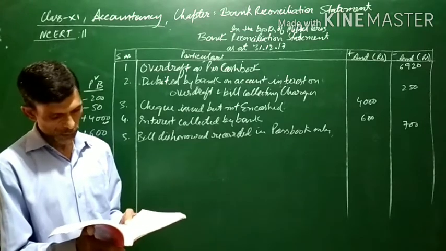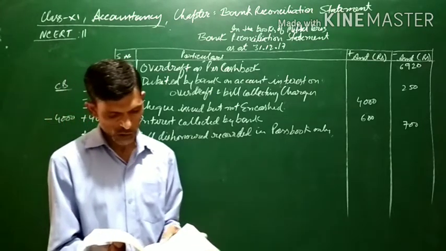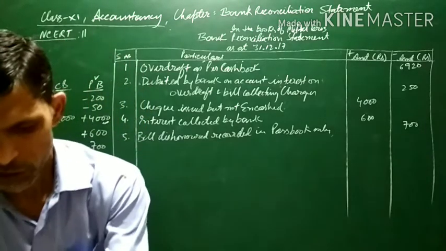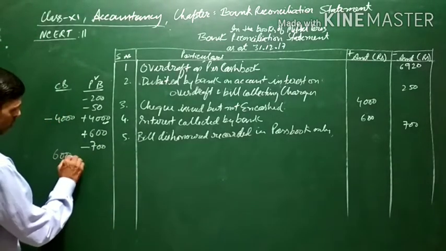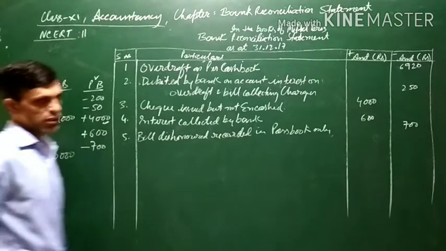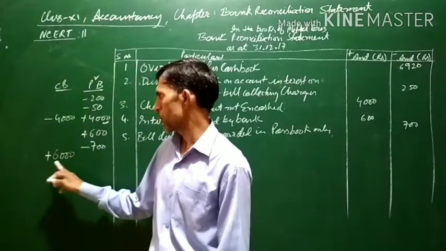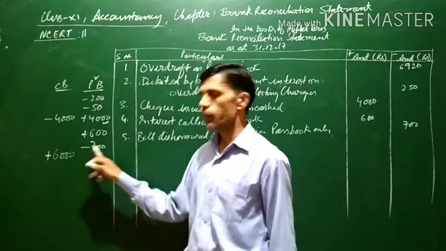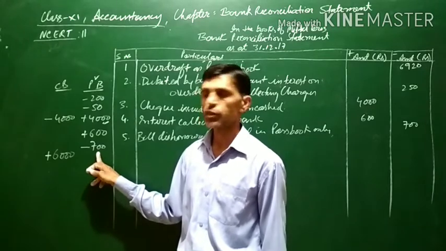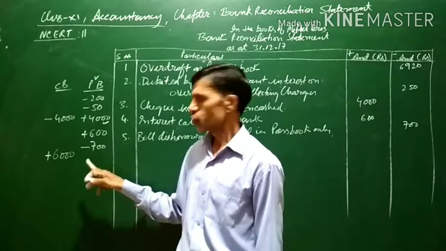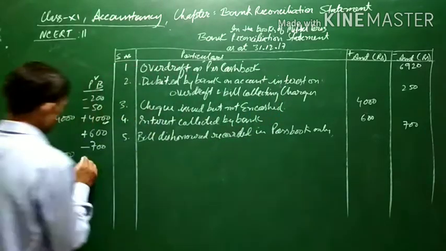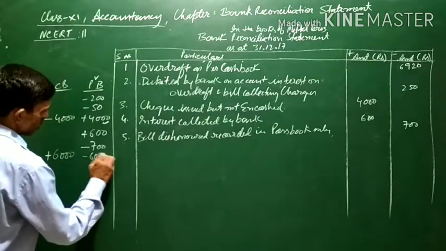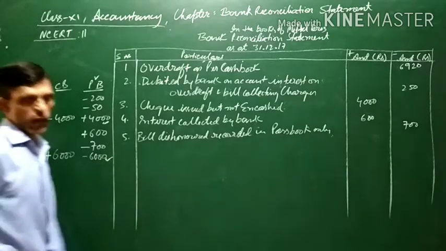Now, check paid into the bank but not collected and credited before 31st December, 6,000. The check has been paid into the bank and not collected. If we deposit the check, there will be an additional 6,000 balance reflecting in the cash book. But since the check has not been cleared, the 6,000 balance will not be reflecting, meaning 6,000 less will be reflecting in the passbook also.